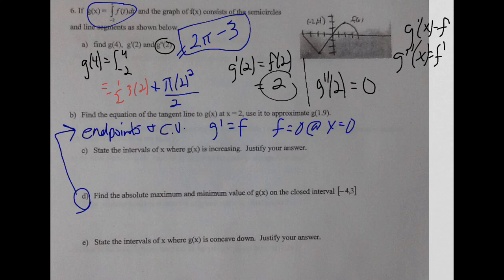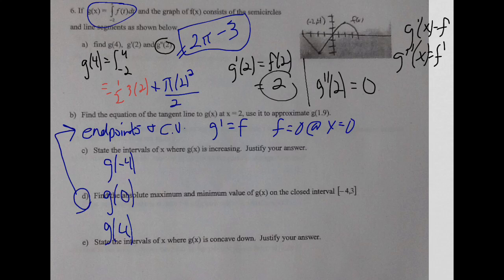I'm going to test G of -4, the left endpoint. I'm going to write that stuff over here. I want to test G of 0, which is that critical value. And I want to test G of +4, the other endpoint. So I'll do some work over here for them.